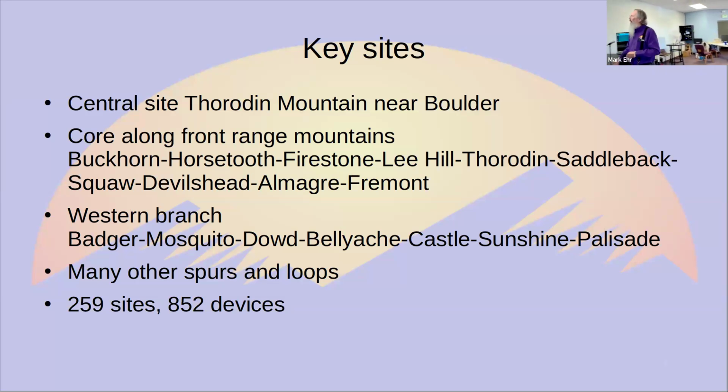Just as an example, to get over to Grand Junction, we go from Badger Mountain to Mosquito Pass. Really difficult site. It's solar powered and it's a bear to get to. Upper Dowd, which is just by Vail, Bellyache, which is west about 8 miles, Castle Peak, Sunshine Peak, which is near Glenwood Springs, and then Palisade Point right above Grand Junction. So you'll see there's many hops in all of those links to be able to go point to point.